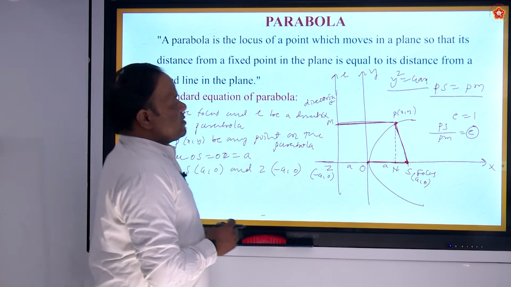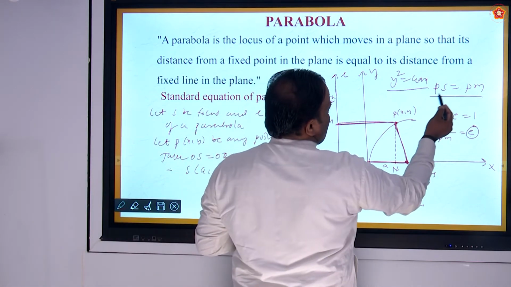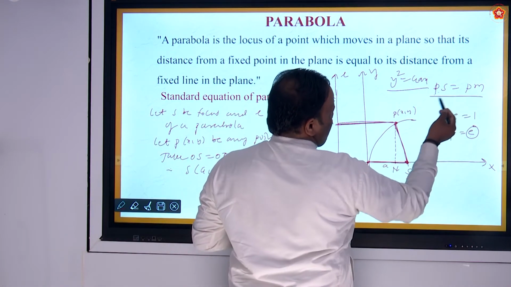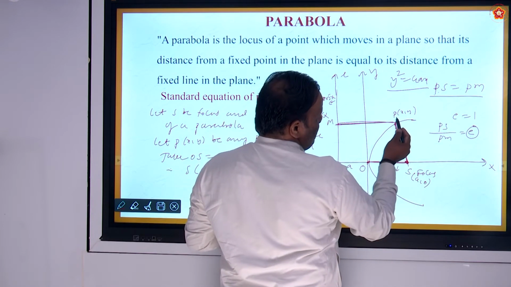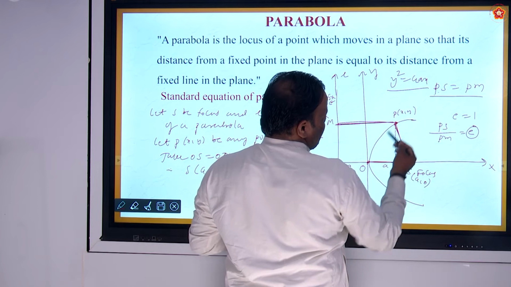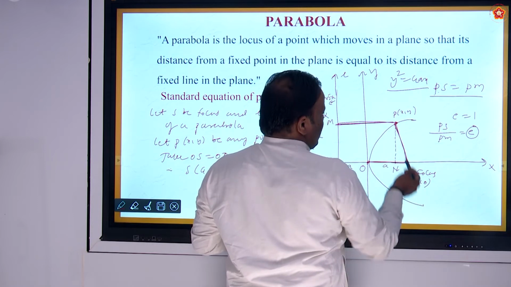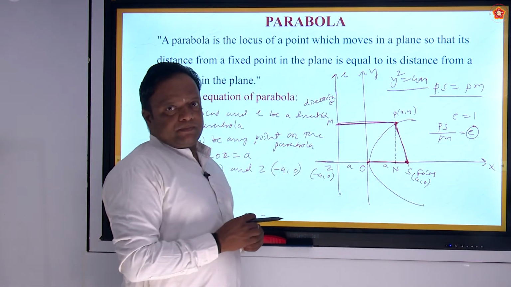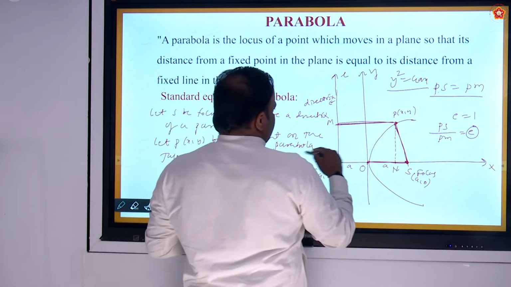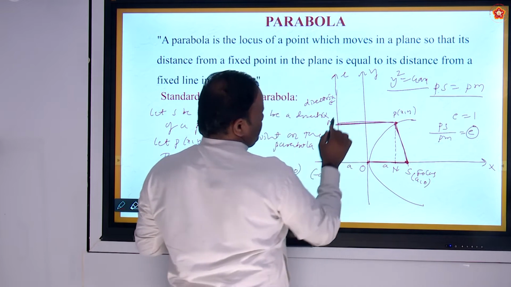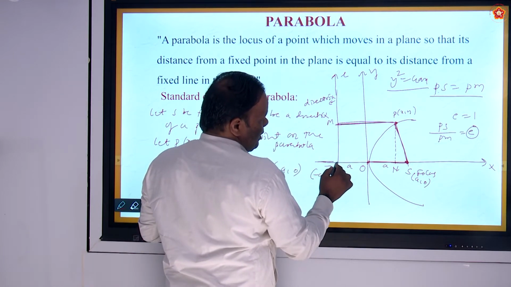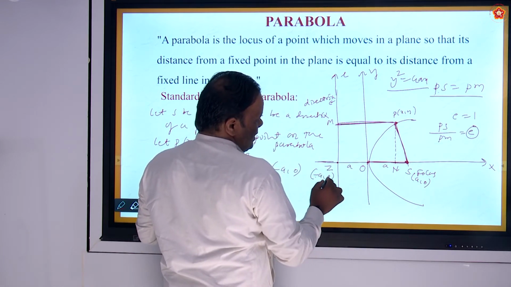Okay, so we need PS and PM, by the definition of the parabola. We know the point P, coordinates x comma y, and S, coordinates a comma 0. By using the distance formula, we can find PS. Correct. And we need PM also. We know P, we don't know M, but we know the coordinates of Z, which is minus a comma 0.